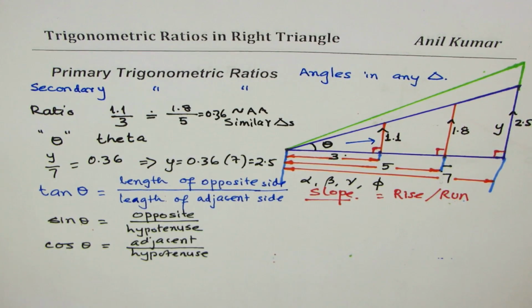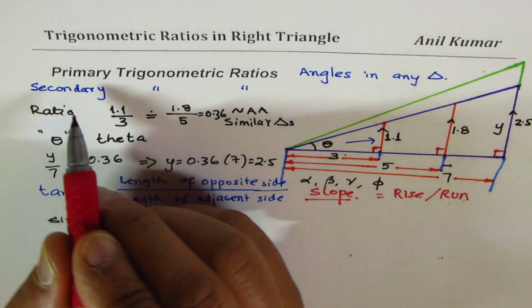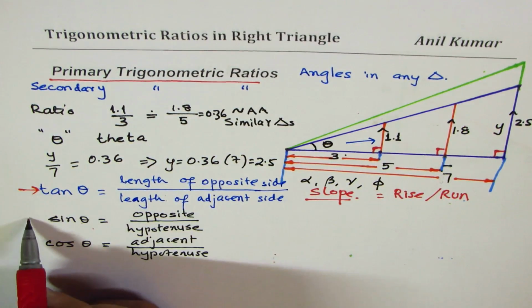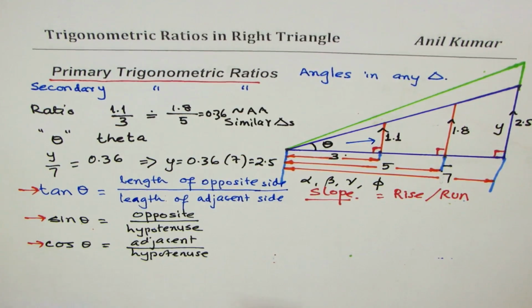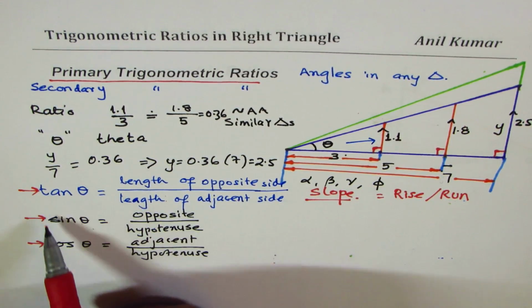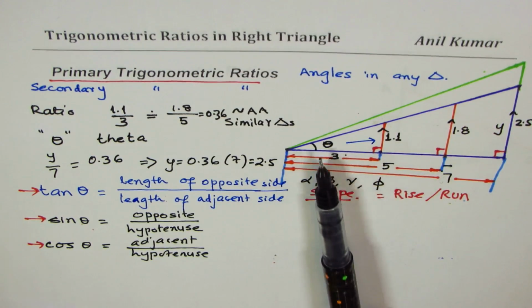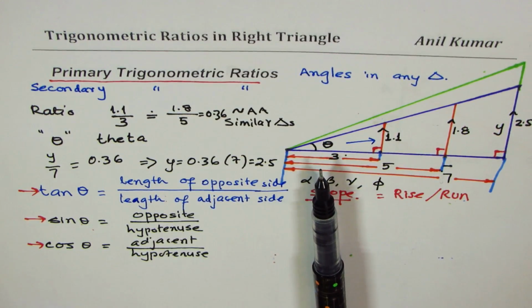Now these three are called the primary trigonometric ratios. So when we say primary trigonometric ratios, we mean tan theta, sine theta, and cosine theta, right? Always you should write them in lowercase, all lowercase. Now let's take this opportunity to solve this and then we'll move forward.